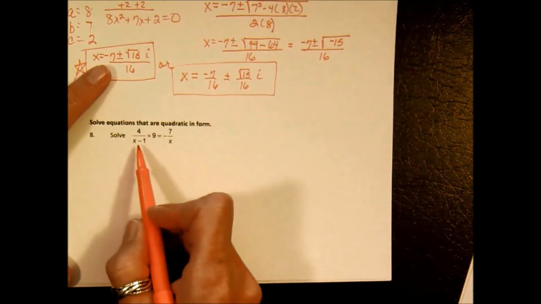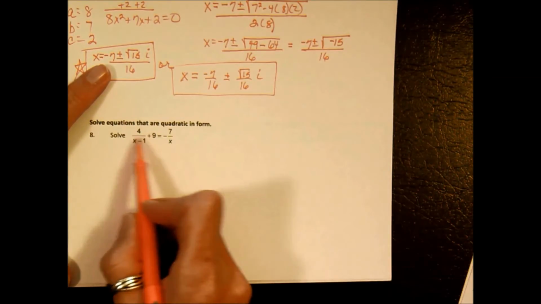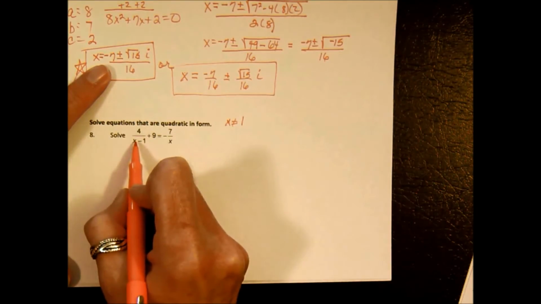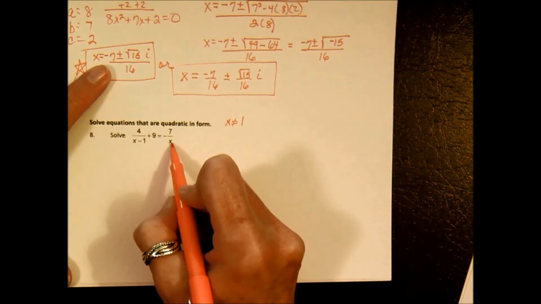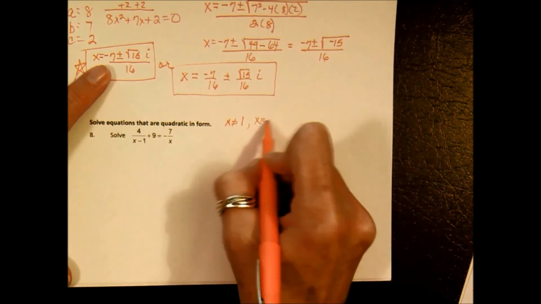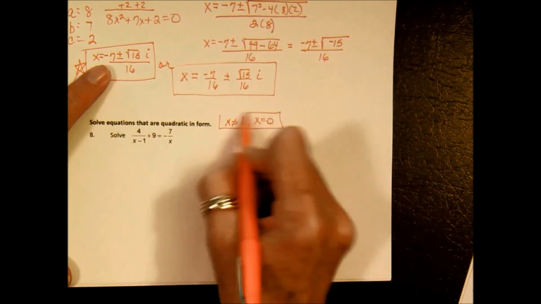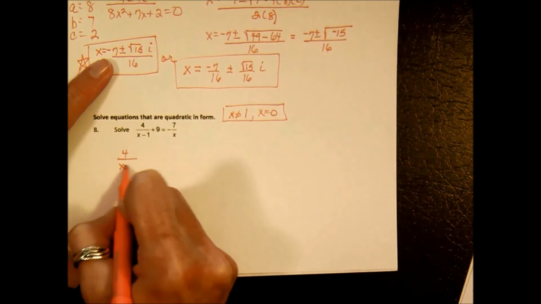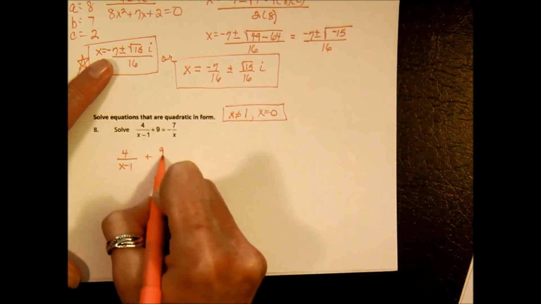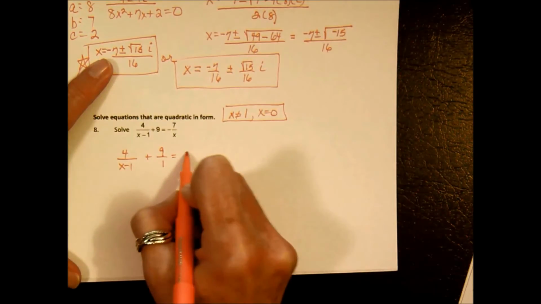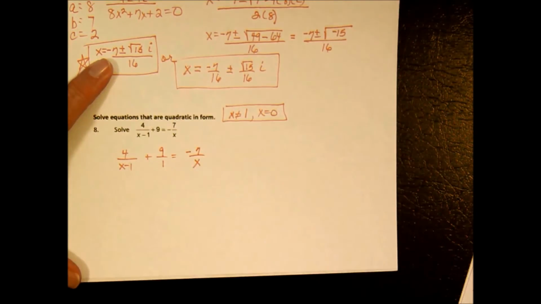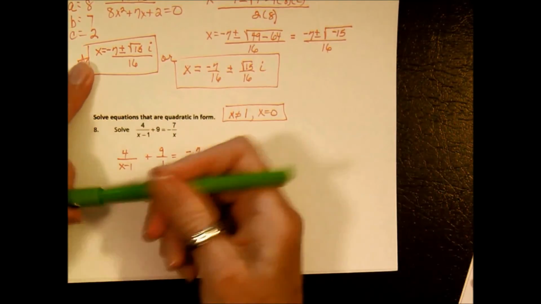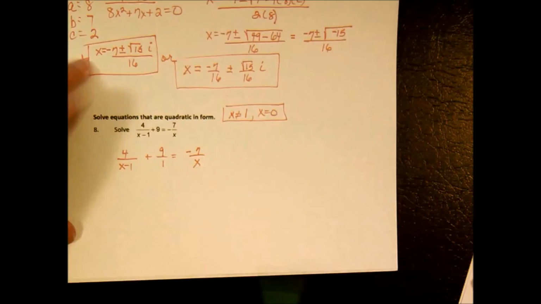So I have an x minus 1 here, so I know that x can't be 1 because that would make a 0. And here I have x in the denominator, so I know that x can't be 0. So you want to keep those two things in mind. So what we have is 4 over x minus 1 plus 9 over 1 equals negative 7 over x. And to clear the denominator, we need to multiply by the LCD.